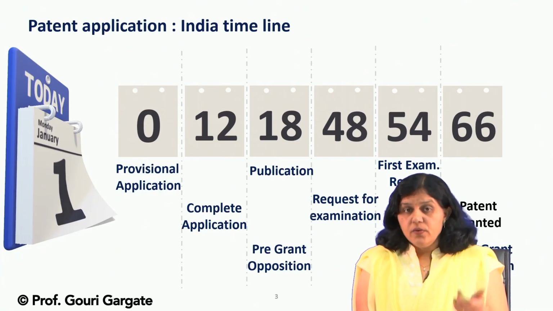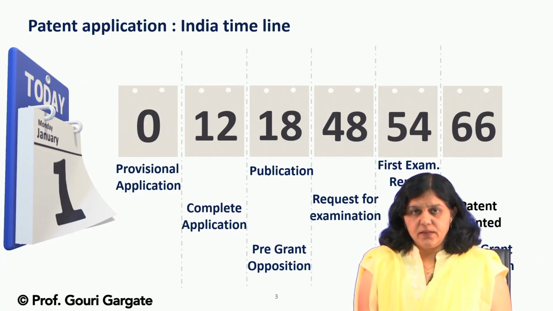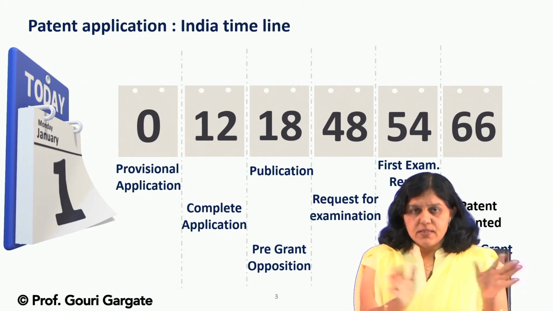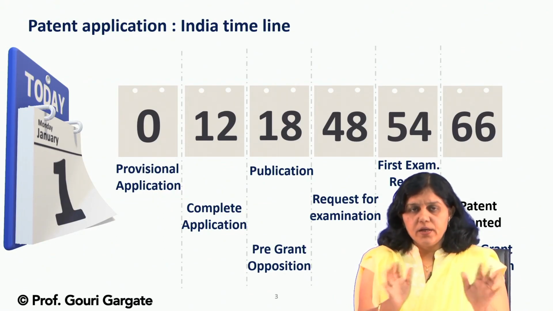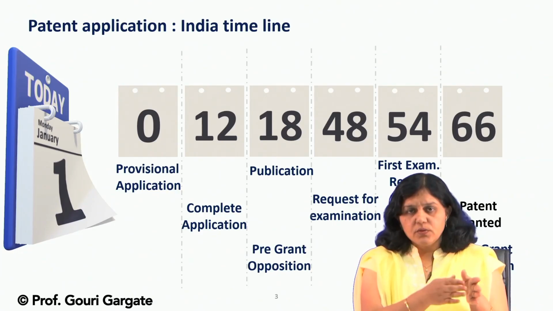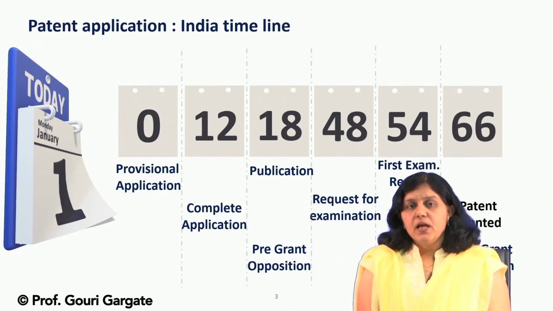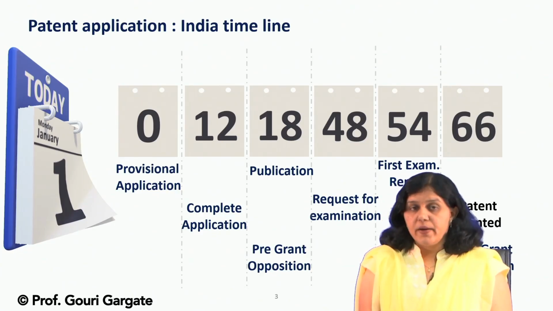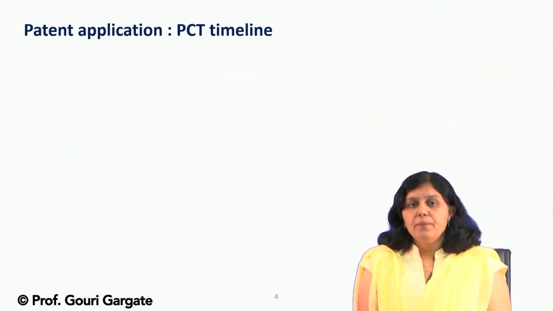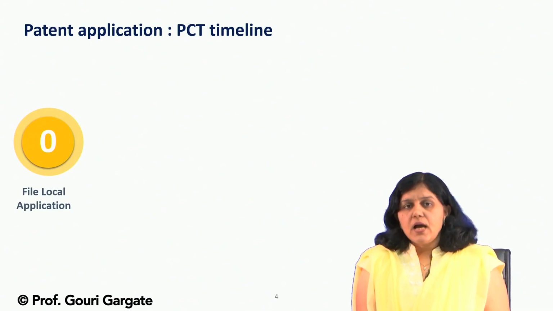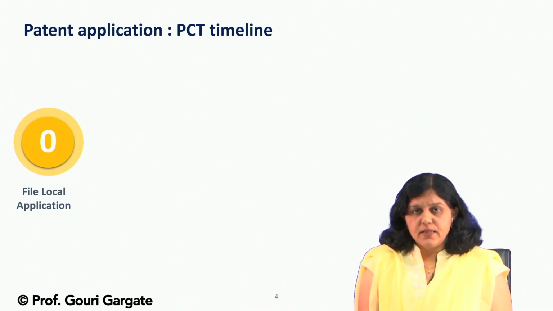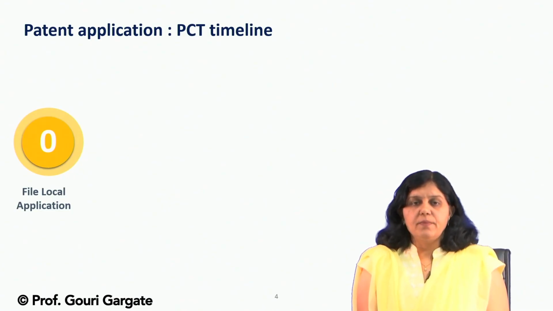Okay. Now, we will see the PCT timeline. We have now seen the Indian timeline, that is, according to the India Patent Office how the prosecution of a patent happens. We will now check the Patent Cooperation Treaty, that is PCT. As already discussed, it is a system facilitated by WIPO.